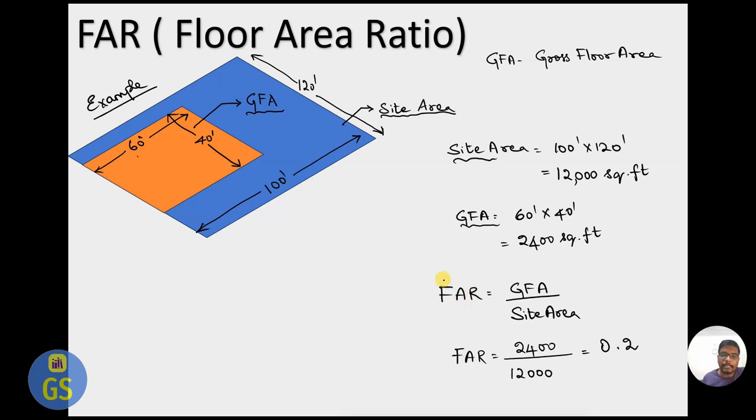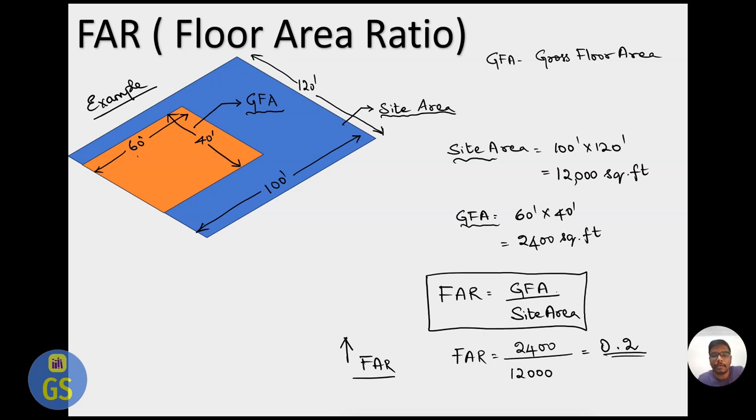Now the FAR, this is the formula: gross floor area divided by site area. What is the gross floor area? 2,400 divided by 12,000 square feet, that is your site area. We get 0.2. So what does this 0.2 say? The FAR depends on how much of your area is occupied, that is a percentage value. If this value increases, it shows that the building is getting more dense. The building areas are getting more dense. If the FAR is increasing, if the values are increasing, that means it is getting densely populated. The areas are getting developed at a very fast rate. So this is how the FAR is calculated.